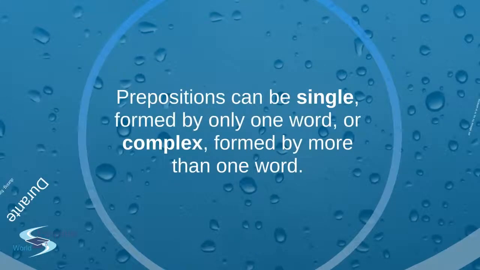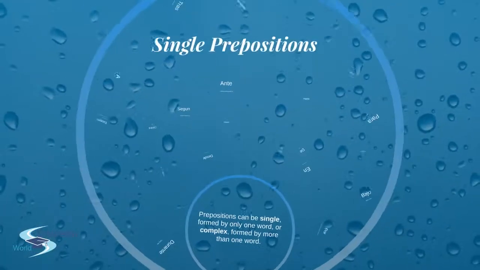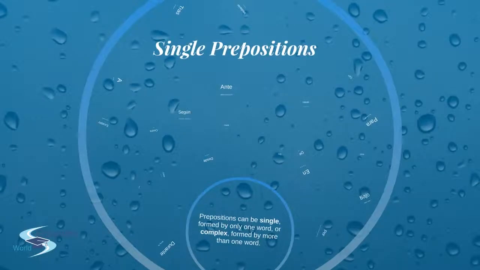Also, prepositions in Spanish can be single, meaning that they are formed by only one word, or complex, meaning that they are formed by more than one word, 2 or 3 words. We'll see them now. So let's start with the single prepositions. There are a fixed number of prepositions, okay? So you just have to learn them by heart as you learn the language, okay?